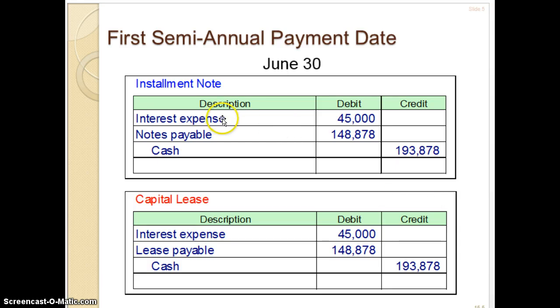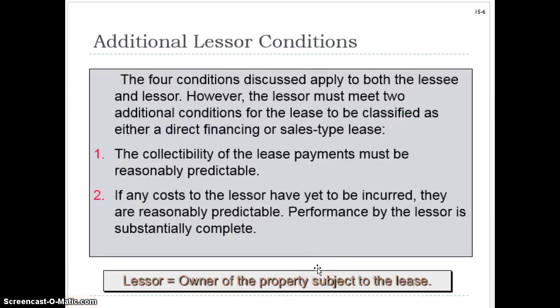The first semi-annual payment, 6 months later, June 30th, I'm pulling the numbers from the table: a debit to interest expense for the interest piece, credit to cash for the cash payment, and the difference between the two is the debit to notes payable, reducing your liability. With a capital lease, the only difference here is that you're dealing with a lease payable instead of a note payable.